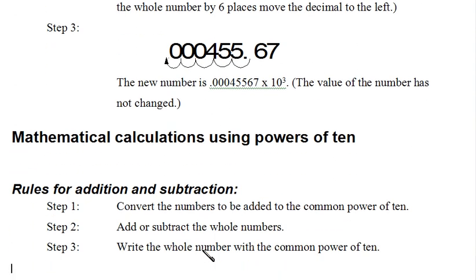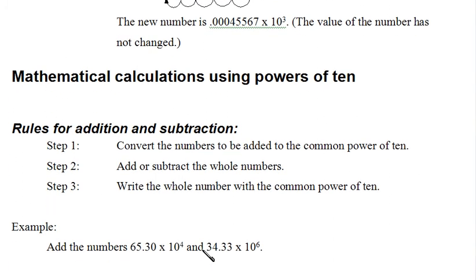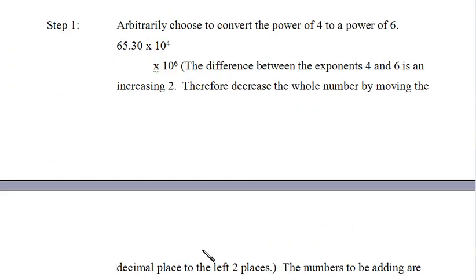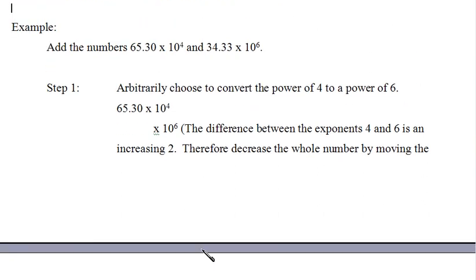Mathematical calculations using powers of 10. So now I have numbers expressed with powers of 10s, and I want to do math. I either want to add, subtract, multiply, or divide. Addition and subtraction: convert the numbers to be added to a common power of 10. You add or subtract the whole numbers, and then you write the whole number with the common power of 10. So for instance, I add the number 65.3 times 10 to the fourth with 34.33 times 10 to the 6th.